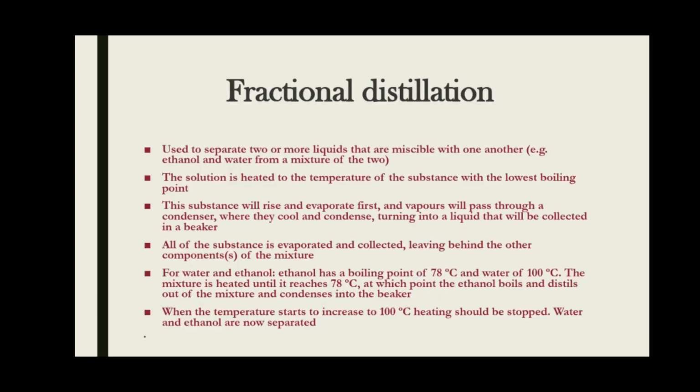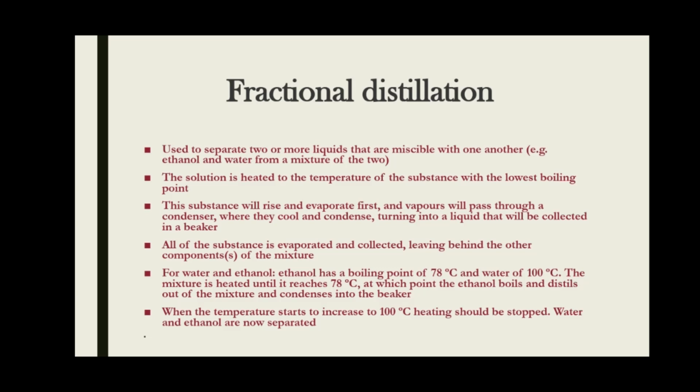Moving on to fractional distillation. Now what is fractional distillation? What is this method? We should know about that. Fractional distillation is a method that is used to separate different liquids from a liquid mixture. So we are separating two or more liquids that are miscible with one another. Remember, immiscible and miscible have opposite definitions. If immiscible means that they cannot mix with each other, then miscible obviously means that they can mix with each other. For example, ethanol and water form a mixture of the two.